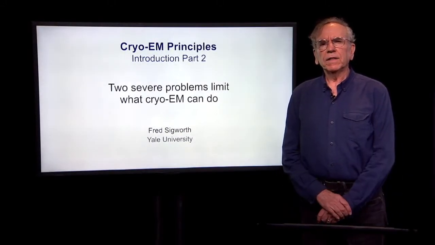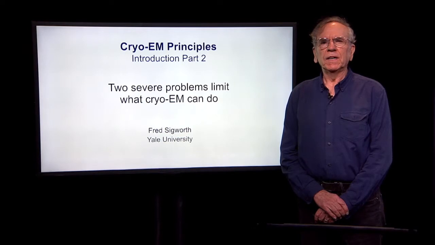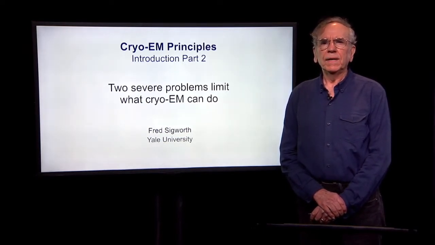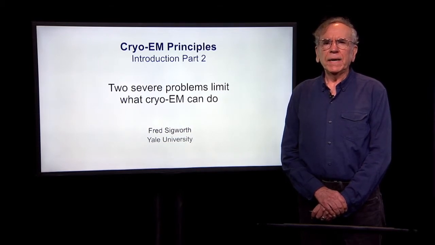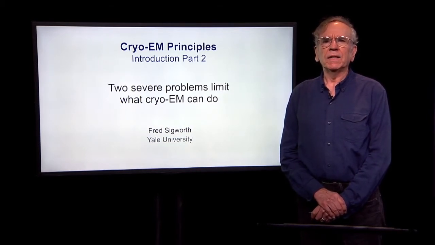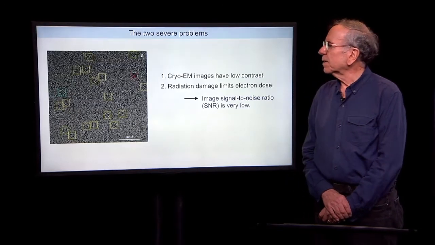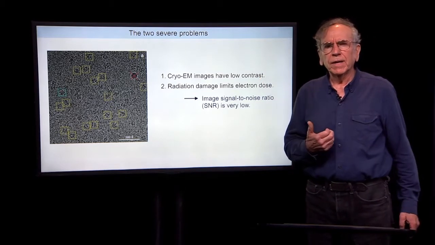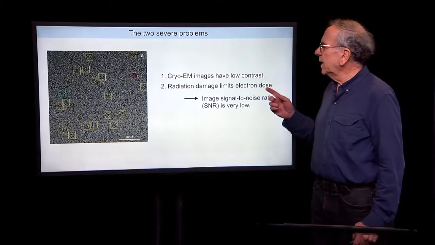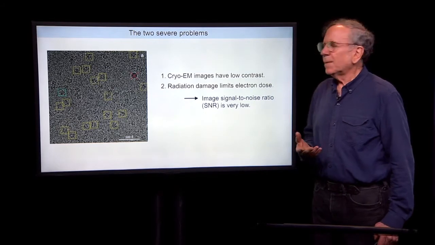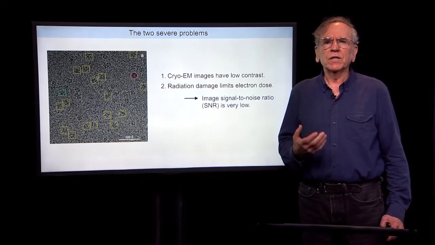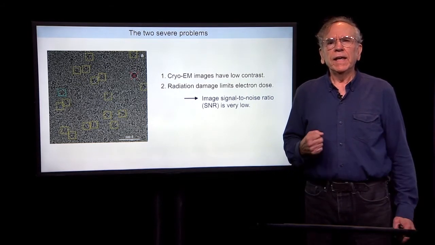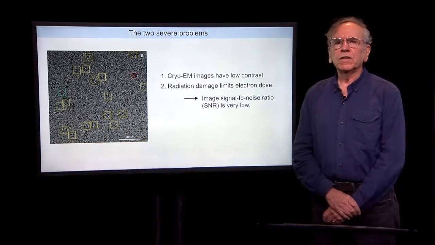Last time we talked about the two remarkable phenomena that make single particle cryo-EM structure determination possible. This time we're going to talk about two main problems that really limit the applicability of the method. The two severe problems are, first, that cryo-EM images have very low contrast, and second, that radiation damage limits the number of imaging electrons we can use, which means that there's a lot of noise in the images, and that limits the signal-to-noise ratio.